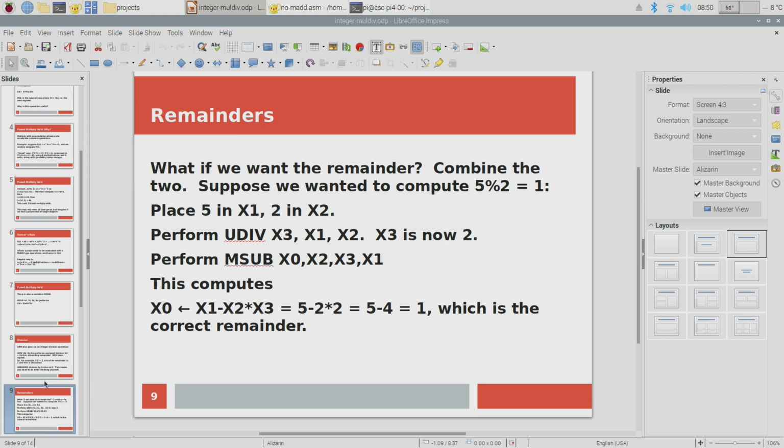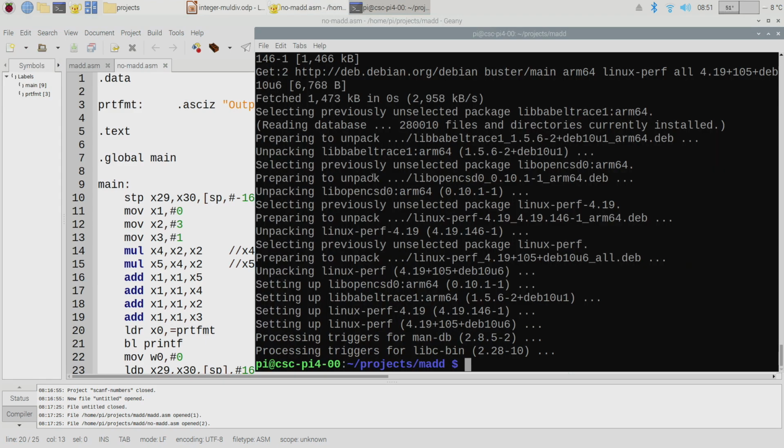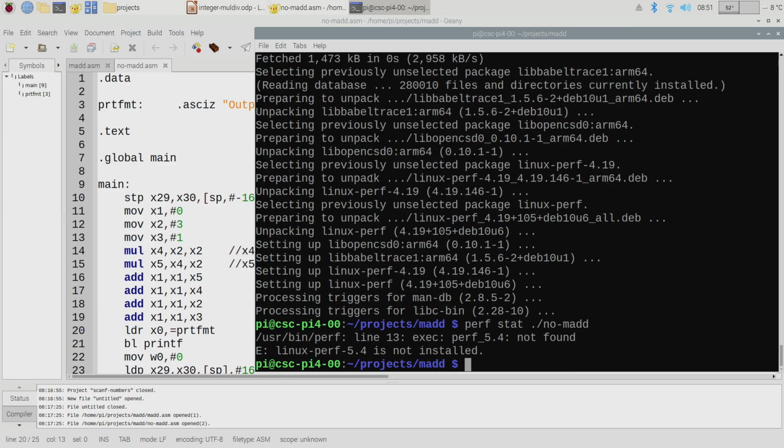No? Yeah? Okay. All right. So let's do some demo with that. I never actually showed you guys the other one because I was busy installing perf. Let's see if it works. Damn it. I may have to reboot. Okay, whatever.